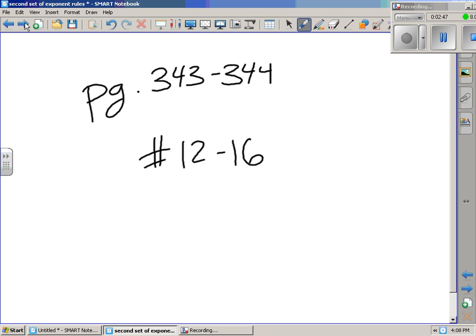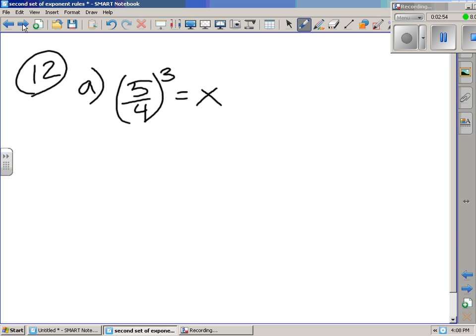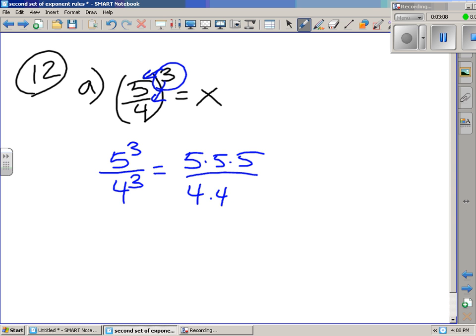Now we're going to work on some examples, page 343 to 344, numbers 12 through 16. Number 12a, power to a group you distribute to both the numerator and the denominator. So we get 5 to the 3rd over 4 to the 3rd. 5 to the 3rd is equal to 5 times 5 times 5. 4 to the 3rd is 4 times 4 times 4. 5 cubed is 125. 4 cubed is 64.